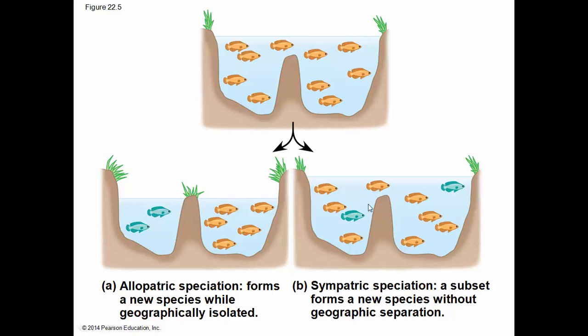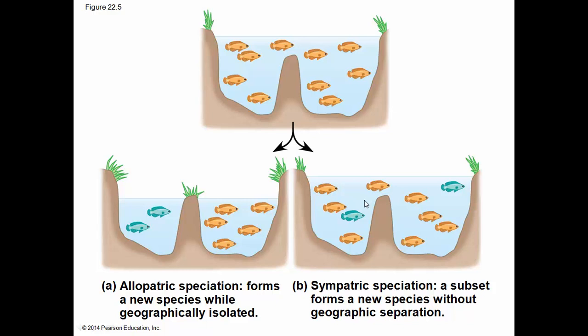And sympatric speciation is a subset of a species. A subset forms a new species without geographic separation. So there could be some other natural selective activity influencing these populations and cause speciation to occur within that same territory, within the same population.